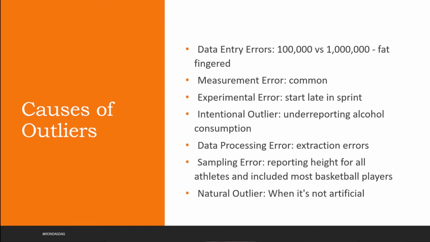And data processing error could be extraction errors and how you extract data, and you transfer, your ETLs, right? How do you extract it and you process it? And that could be a problem too. Sampling errors is where your report's supposed to have all the athletes, but you include a lot of basketball players. That would skew. So that would be a sampling error. And of course, natural error is when it's not artificial.